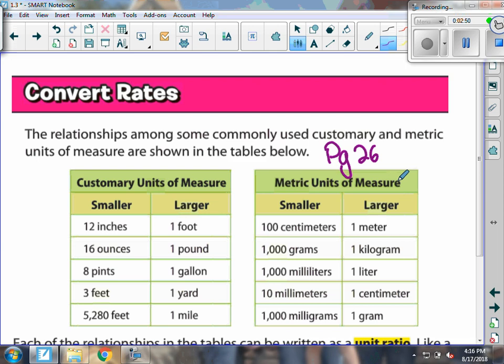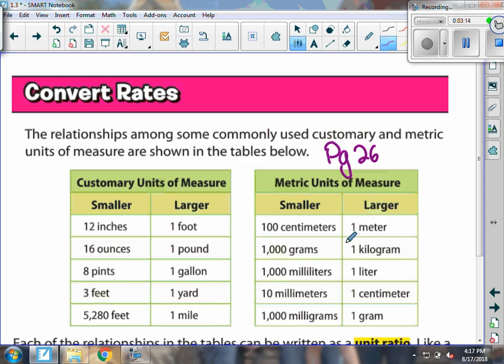The relationships among some commonly used customary and metric units of measure are shown in the tables below. So 12 inches is equal to 1 foot. 16 ounces is equal to 1 pound. 8 pints is equal to 1 gallon. 3 feet is equal to 1 yard. 5,280 feet is equal to 1 mile. There's one of those that you need to memorize.